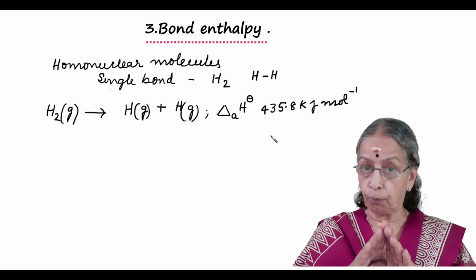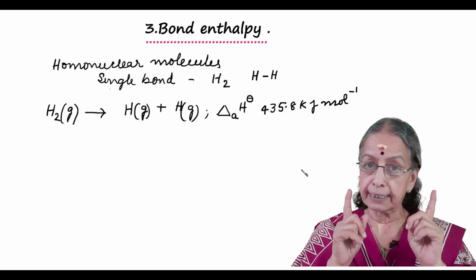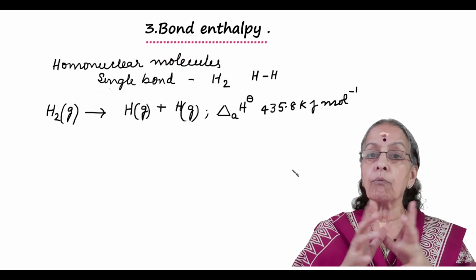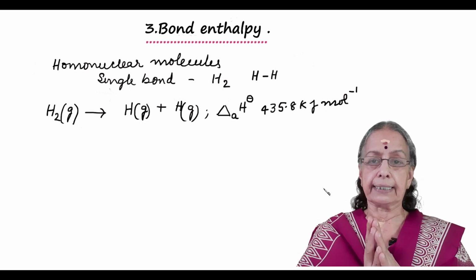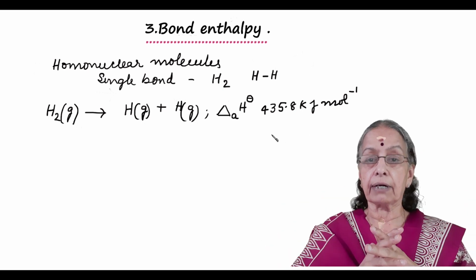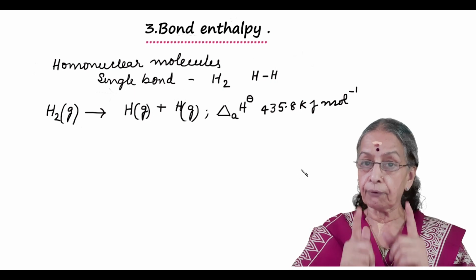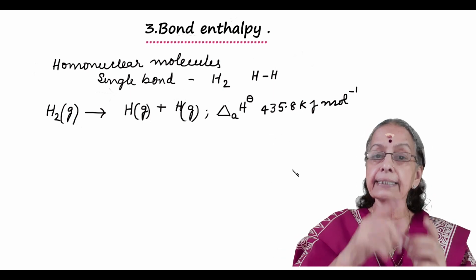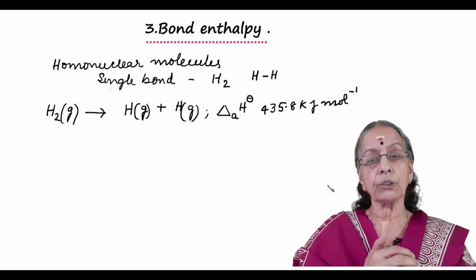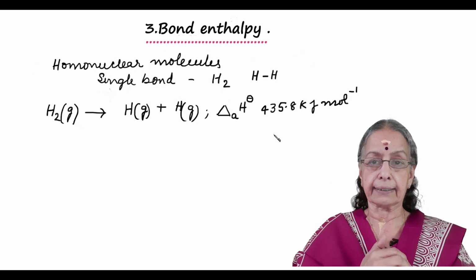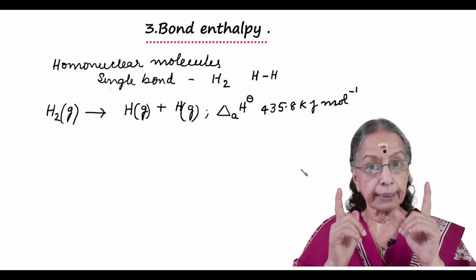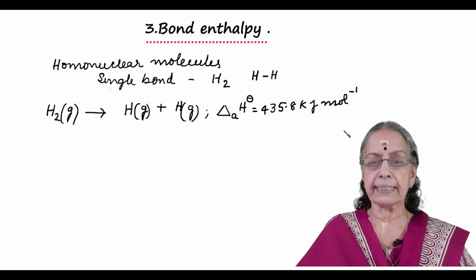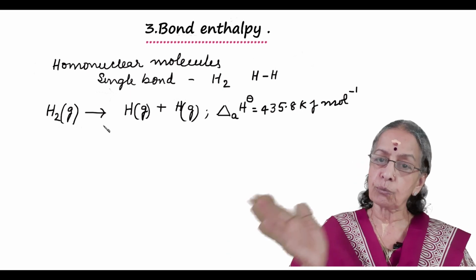So when a bond is formed, that is when hydrogen atoms in the gaseous state combine to form 1 mole of hydrogen in the gaseous state, how much energy is given out? 435.8 kilojoules of energy is released. Now that energy has to be supplied in order to help this 1 mole of hydrogen gas to break up into atomic hydrogen in gaseous state. So that is what happens here. What has been given out has to be supplied.